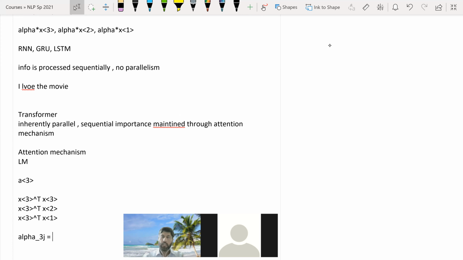So this is basically the dot product of X3 transpose with Xj, and of course j is less than or equal to i. This is a condition because we want to look at the previous ones. And on top of this, we have actually applied a softmax.